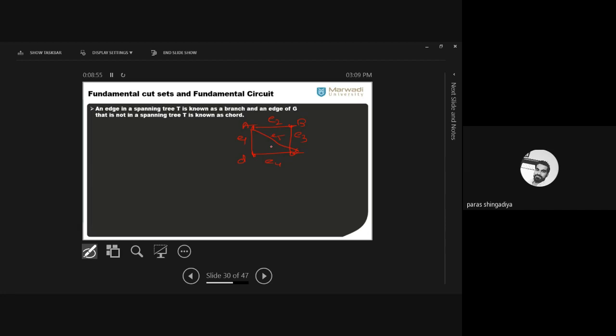So how can we create a spanning tree of this graph? What is the first step to derive the spanning tree? Circuit rank, very good. Check the circuit rank. Edges are 5, vertices are 4, so 5 minus 4 plus 1 is equal to 2. It means you delete 2 edges to make this graph a tree. This is my spanning tree of the given graph.